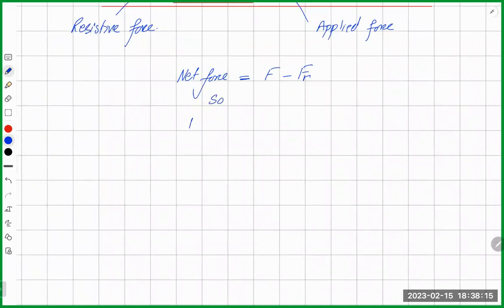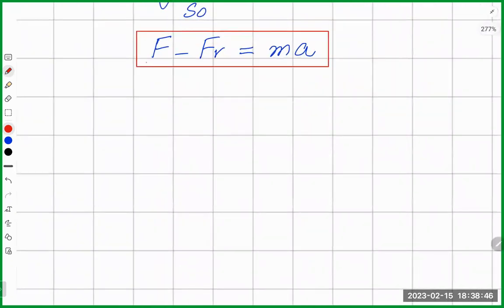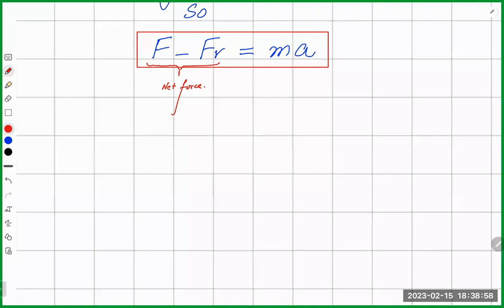So F minus Fr is equal to Ma. So this is a very common formula. This will be the most common formula that we use in mechanics when we are calculating forces, especially when forces of motion are related with one another. F minus Fr equals Ma, where F minus Fr together, this is net force. This thing is called net force, which is equal to mass times acceleration.